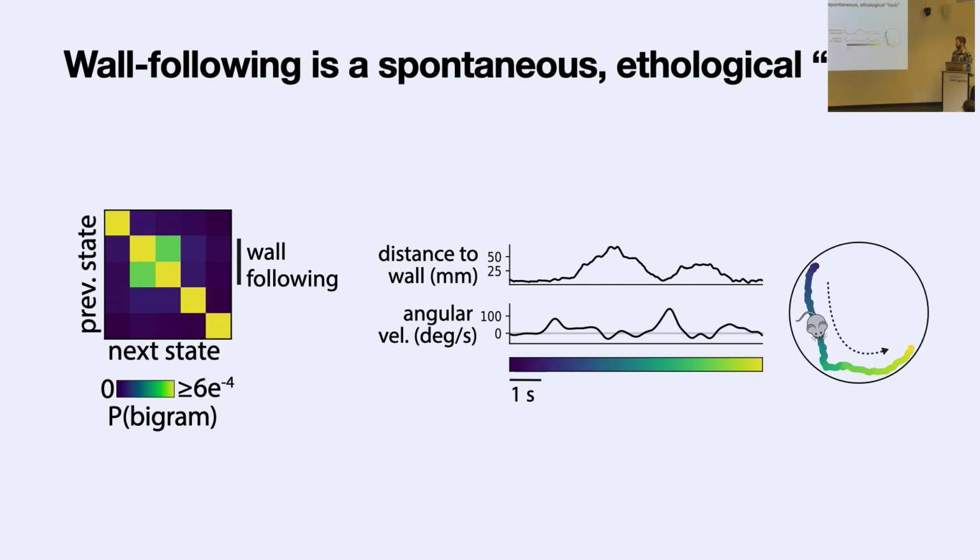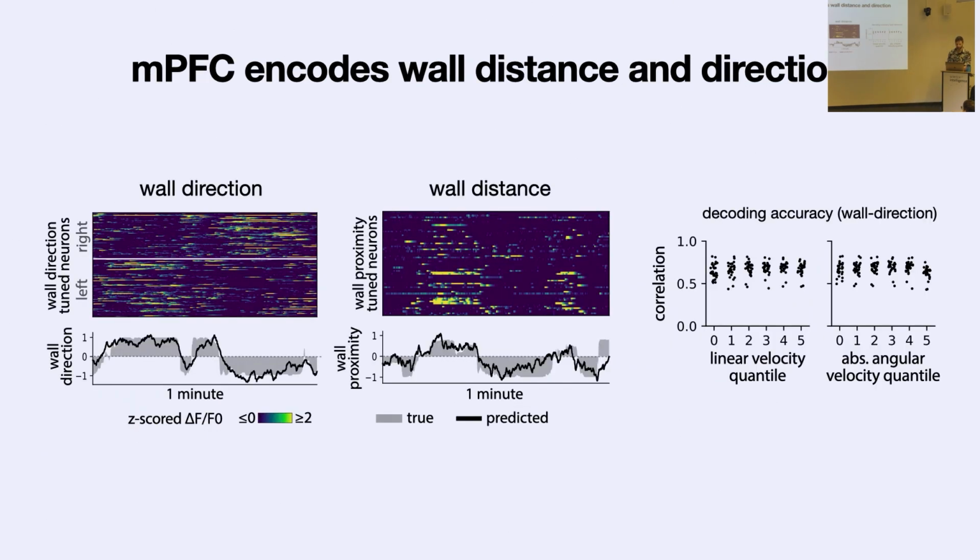So the two dominant states that we see in this particular assay are wall following. The mouse is basically just exploring and following the wall clockwise or counterclockwise. Its distance to the wall fluctuates somewhat, and the egocentric angle to the wall also fluctuates. Interestingly, both of these signals are represented really well in prefrontal activity, the direction to the wall and the distance to the wall. Especially wall direction, as I mentioned, is correlated with behavior. So if the wall's on the left, the mouse keeps turning to the right.